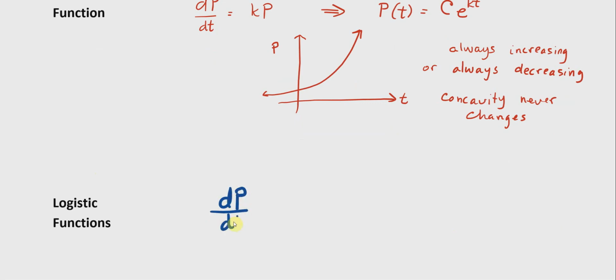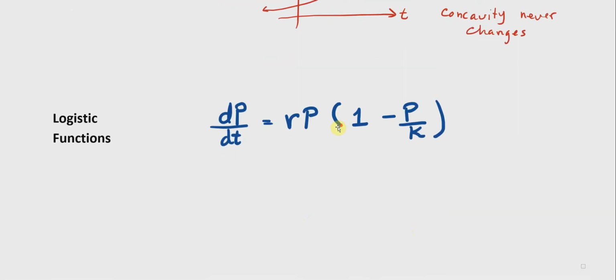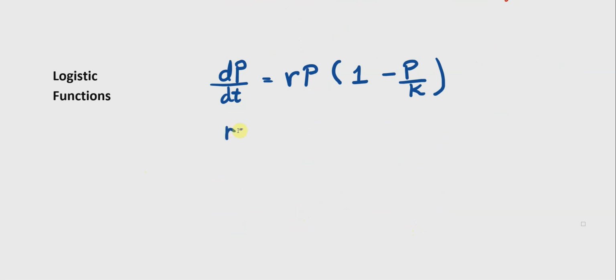It's dP/dt equal to kP, where k is some sort of constant, times 1 minus P divided by K. I made a little error. This shouldn't be the same letter, so I'm going to change this to an r instead of a k. Now we have two different constants. There's r, which is called the growth rate, and K, which is called the carrying capacity.